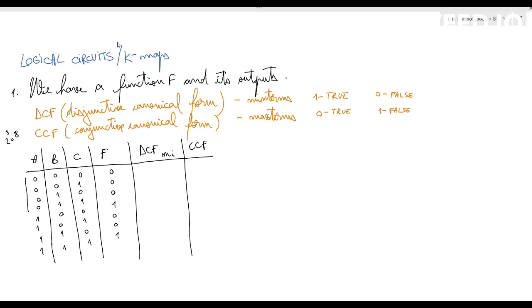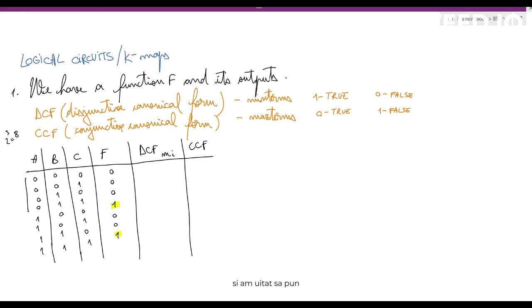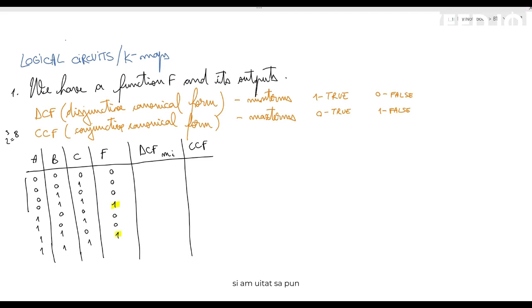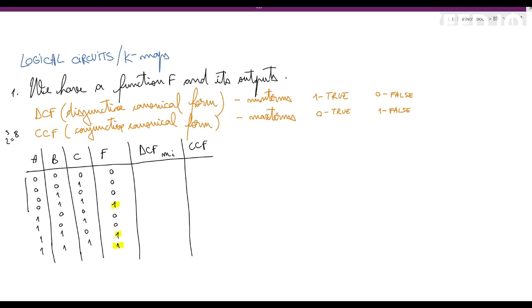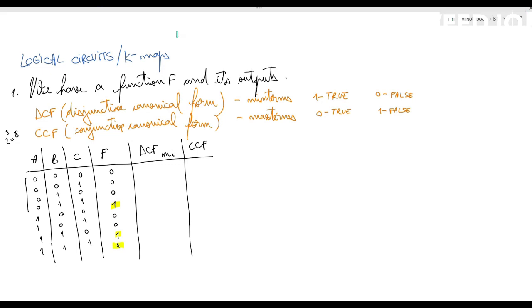okay. Now we have one here, and I forgot to put the, okay, and one here. 0, 0, 0, and 0.